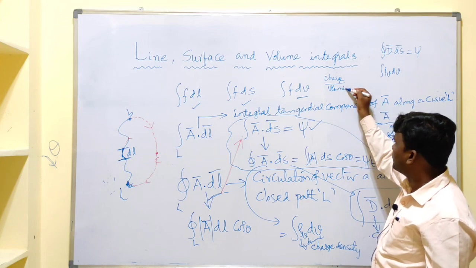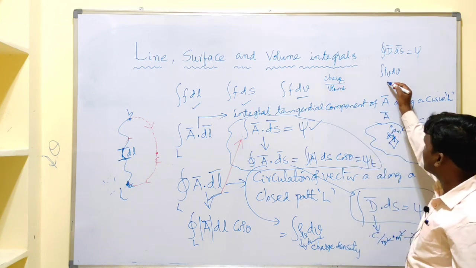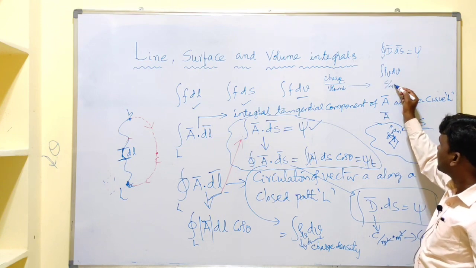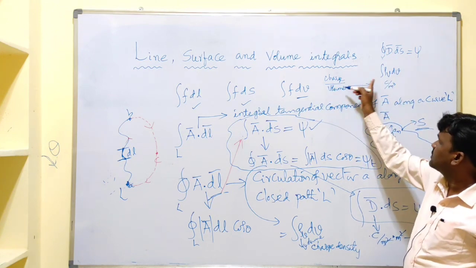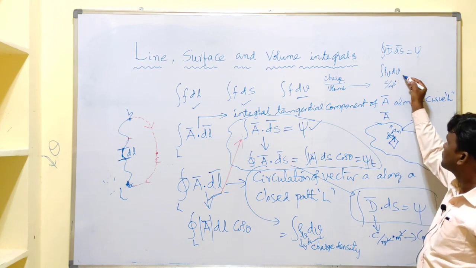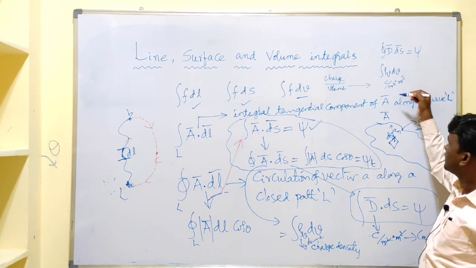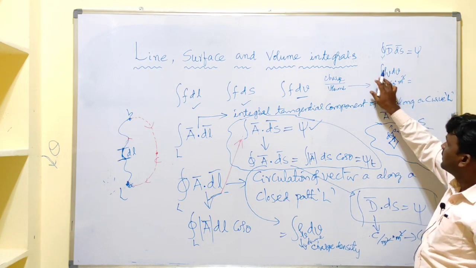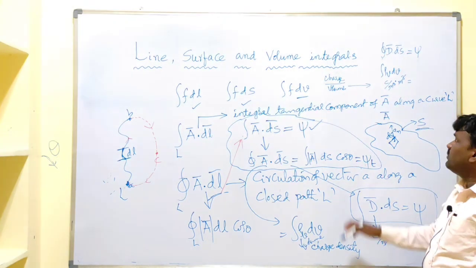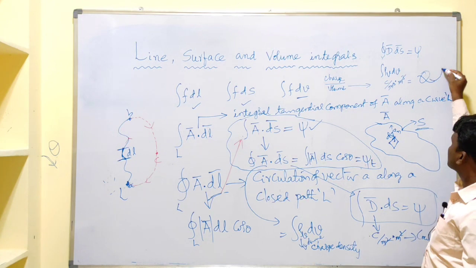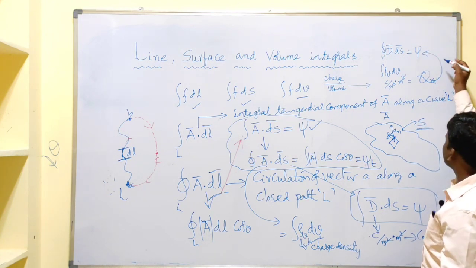Here the unit of charge is coulombs, so write down the units here: coulombs per meter cube. The volume unit is meter cube. And here again dV means differential volume, whose unit is meter cube. This one cancels out, giving coulombs. Volume integral of charge density gives the volume charge, that is nothing but Q. The unit of charge is coulombs. The unit of flux is also coulombs.